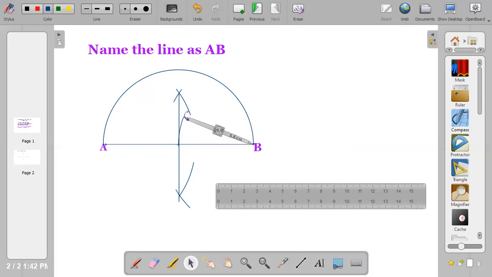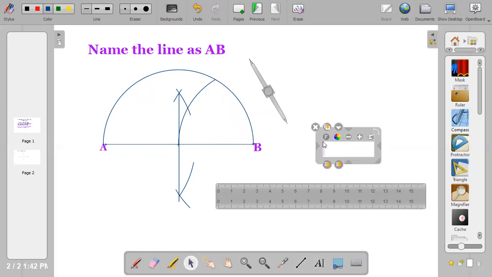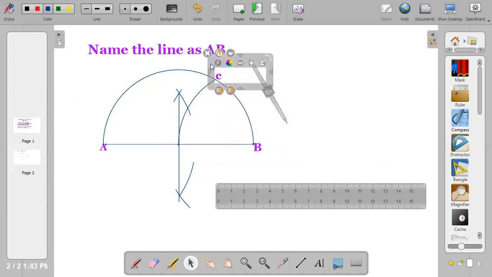Center at B from the bisector, you draw an arc to touch the circumference of the circle at point C. Let's name this point as point C. All right, so this is point C. So from point C, you can drop a perpendicular line. Drop a perpendicular line from point C to touch line AB at point D.